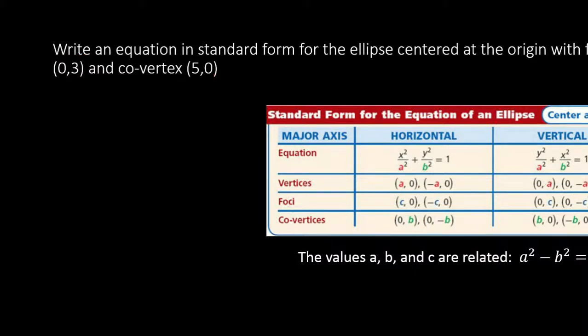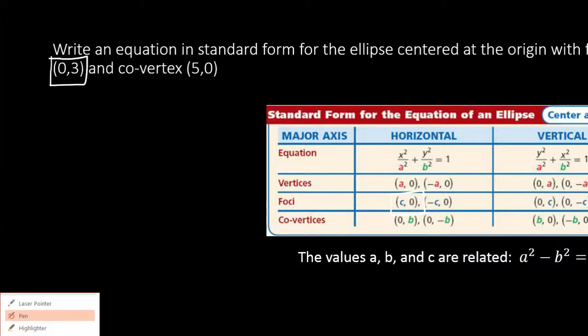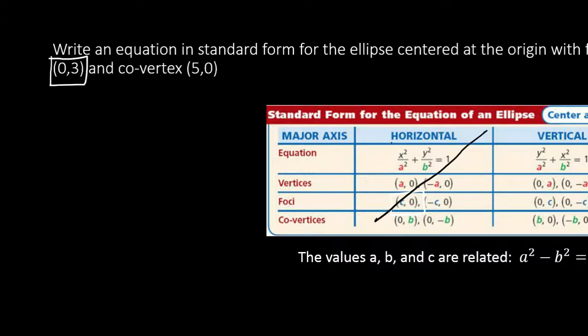Let's practice again. All right, so we've got focus and co-vertex. This is different because last time we had vertex and co-vertex. So let's see how this changes our approach. All right, so I'll use the focus to determine what we've got here. My focus is 0, 3, meaning I have 0 for x and a value for y. If I look at horizontal, well, they've got a value for x and 0 for y, so that doesn't match with what I have. So this is not a horizontal ellipse, it's vertical.